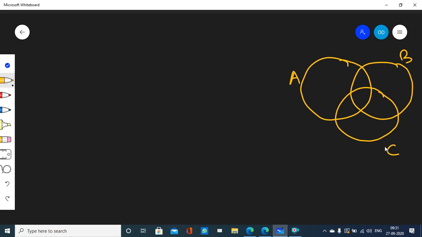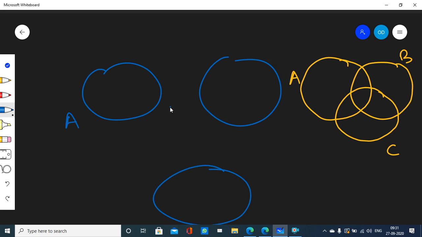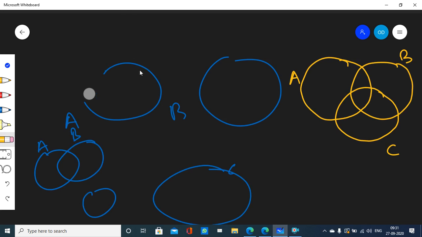By general, what I mean is that it is possible that A and B will have something in common, B and C will have something in common, A and C will have something in common, and A, B, C all three have something in common. There are also various specific cases. Suppose A, B, C do not have anything in common with one another. This is one case. There might be another case that suppose this is A, this is B, they have something in common, but both of them have nothing in common with C. So you can imagine a lot of scenarios. But let's talk about a general case.